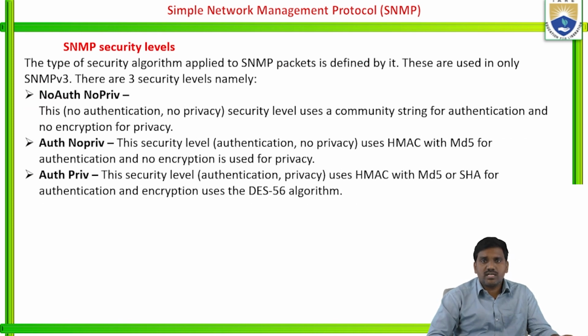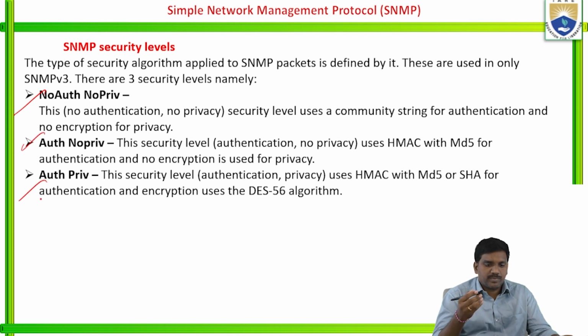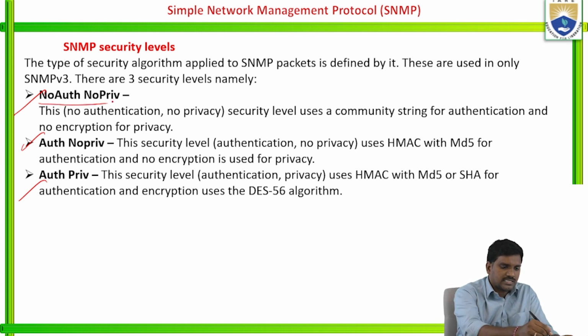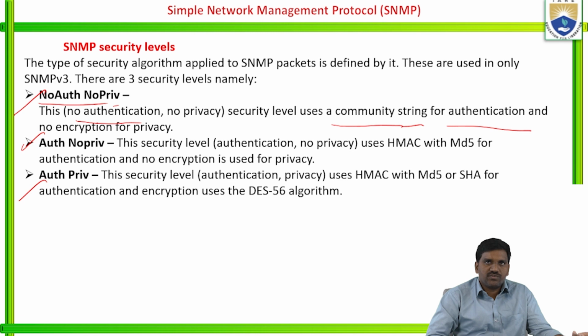Next, what are the security levels of SNMP? Here are the 3 security levels of the simple network management protocol. The first one is no authentication and no privacy. This security level uses a community string for authentication and no encryption for privacy. So this is the first security level.